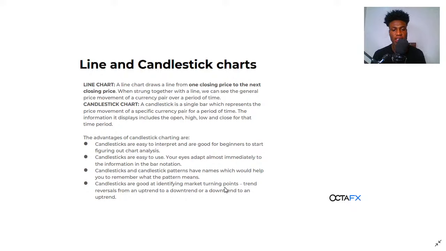candlesticks are good at identifying market turning points, trend reversals from an uptrend to a downtrend, or a downtrend to an uptrend. So when you see an engulfing candlestick, or a morning star and an evening star, the morning star is trying to tell you the market is trying to reverse and turn into an uptrend. The evening star is going to tell you the market is trying to reverse and turn to a downtrend, stuff like that. Candlestick patterns can either be bullish or bearish.